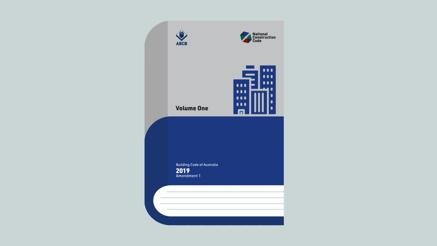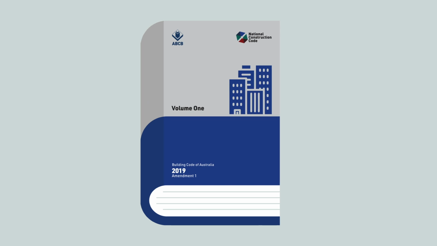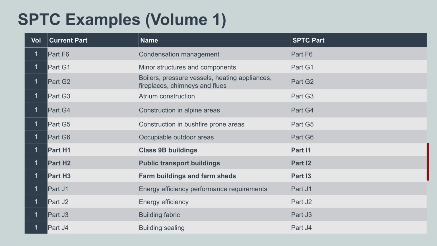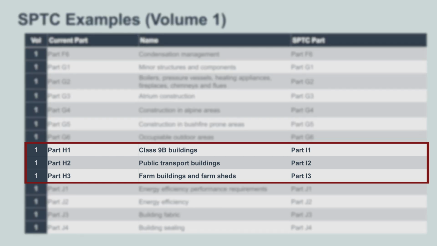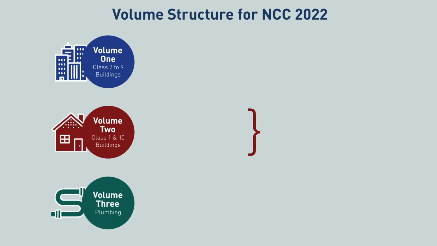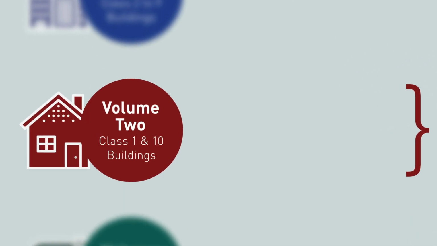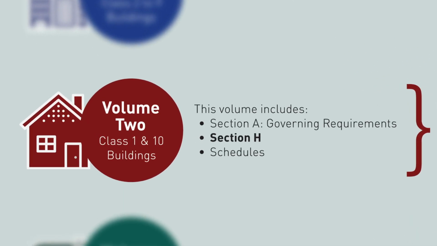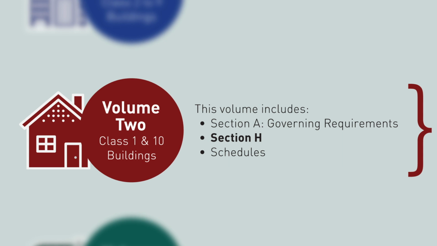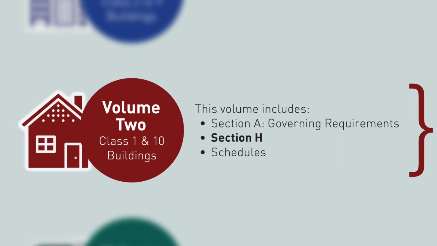First, a small adjustment will be made to Volume 1. Its current Section H, Special Use Buildings, will be moved to Section I, which is currently empty, having been removed in NCC 2014. This means Volume 2 can then become Section H. This allows for a handy way to remember Volume 2's focus. Section H of NCC 2022 is all about housing.